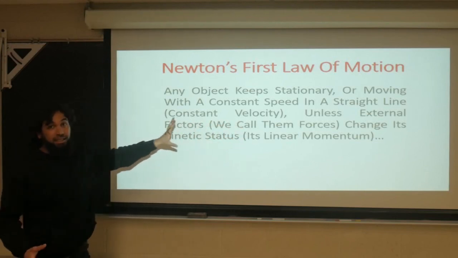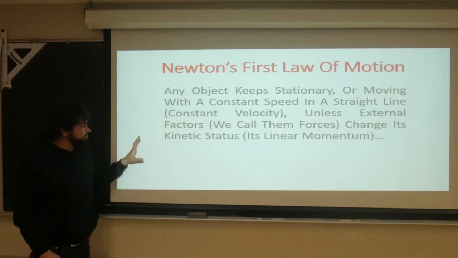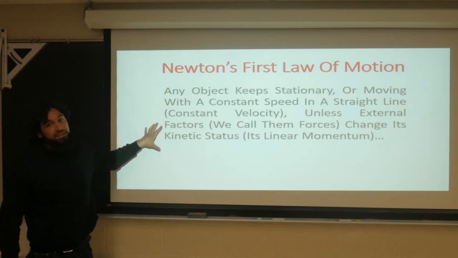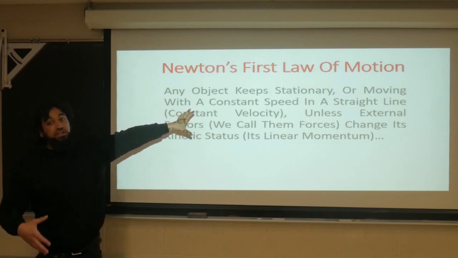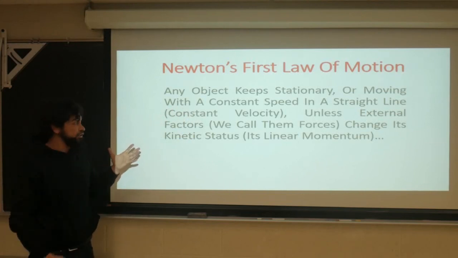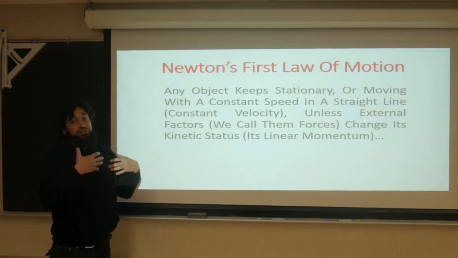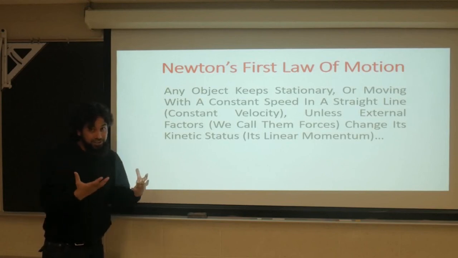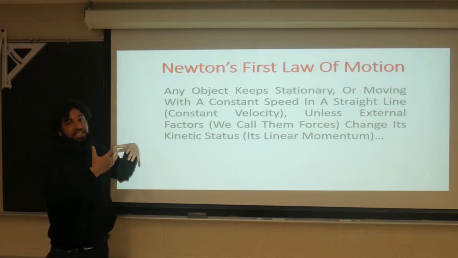So if an object is stationary, it's not moving, the velocity is zero, and that means the value of the momentum is zero. If it's moving with constant speed in a straight line, which means constant velocity, it has a constant momentum. If I want to change this value of the momentum, which is mv, then I have to apply an external factor. We call it force, to change this kinetic status, which means to change its value of linear momentum.